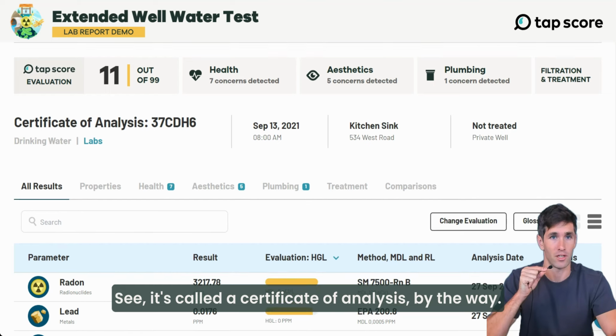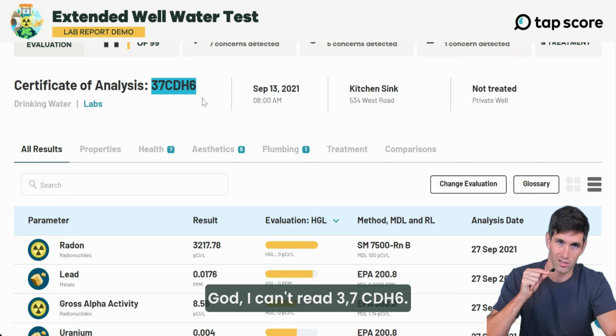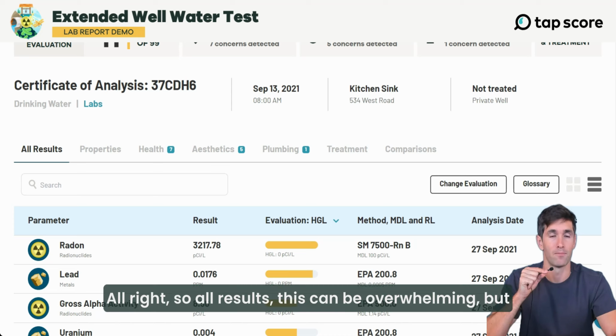See, it's called a certificate of analysis, by the way. Most lab results are called certificates of analysis or COAs. And they'll have an identifier like a 6-digit alphanumeric. In this case, it's 37CDH6. All right. So, all results.